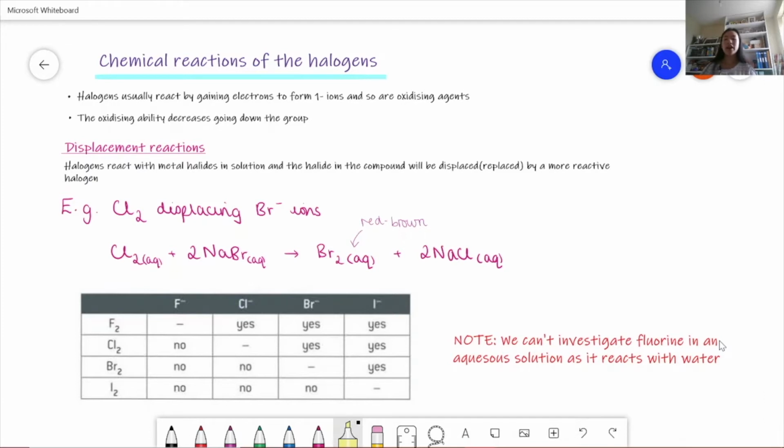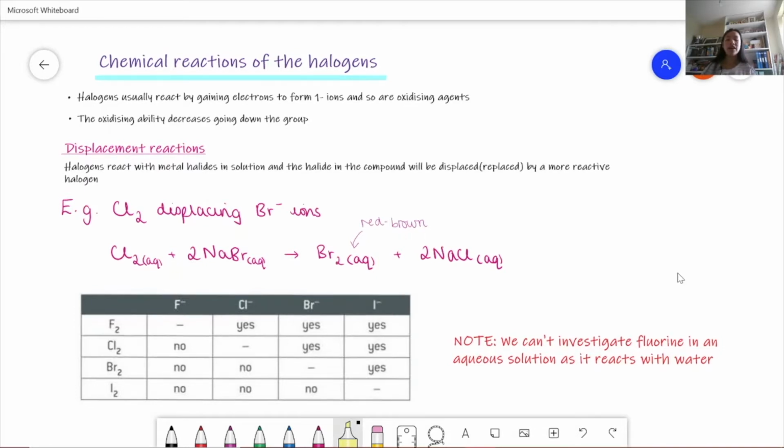And then that's why chlorine can't displace fluoride ions because chlorine is one down in the group compared to fluorine, but it can displace bromide and iodide. And one thing to note is that we can't investigate fluorine in an aqueous solution as it reacts with water.